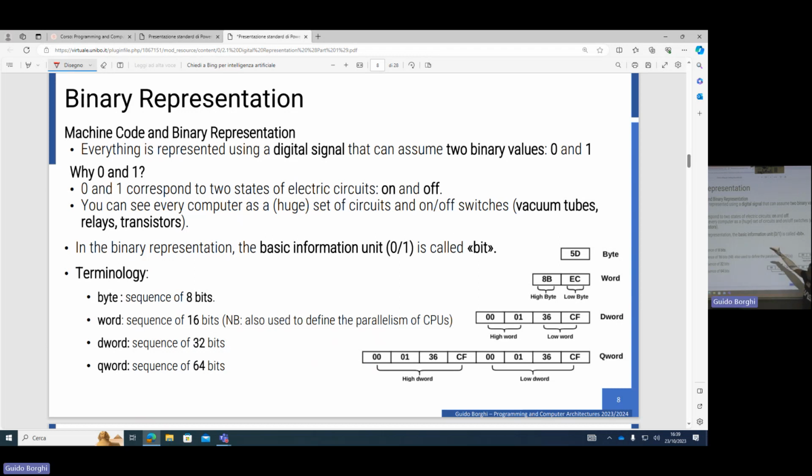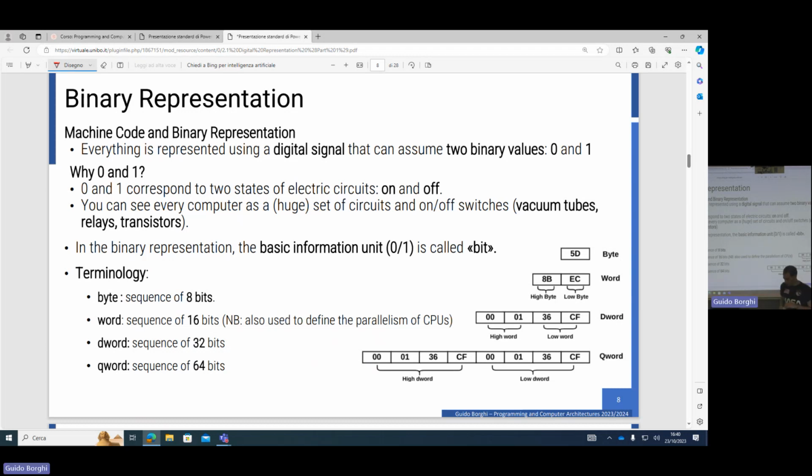And the second element is that you can see every computer in a very simple way as having a huge set of different switches, switches that can have two different states, on, off, 0 and 1. That's why we use the binary representation, since we only use the two values that can be used by the switches. What are these switches? Remember, vacuum tubes, relays, and nowadays transistors. We have different technologies, but the same behavior. A switch can be on or can be off.